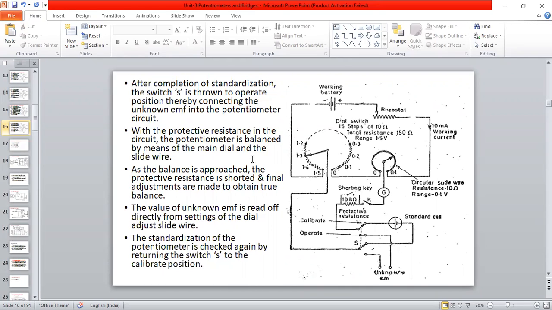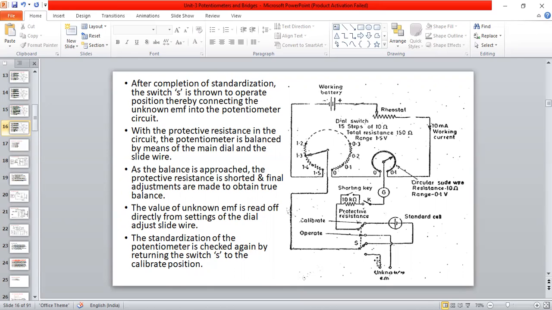With the protective resistance in the circuit, the potentiometer is balanced by means of the main dial and the slide wire. ये दोनों vary करके हमने balance करते इधर. As the balance approached, the protective resistance is removed here now, and final adjustments are made again. ये resistance remove करने के बाद again और एक बार null position को fix करने का हमने. Then we will obtain the true value here.